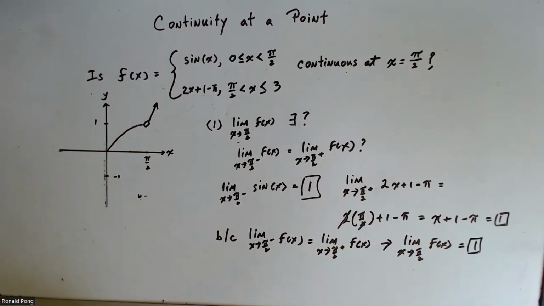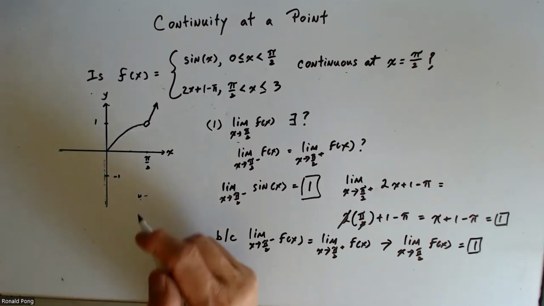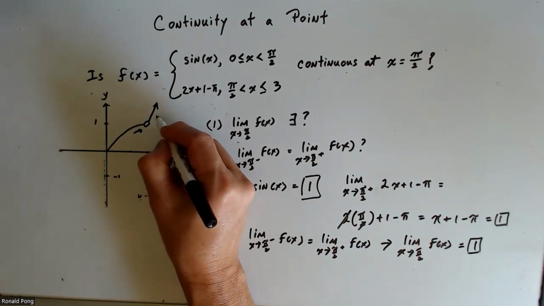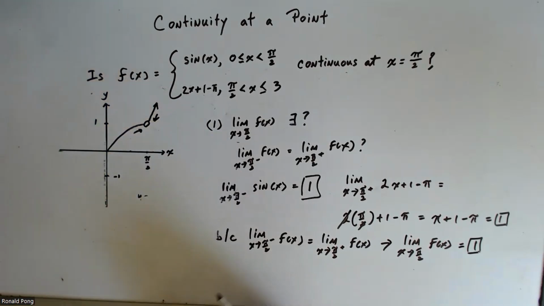We have consequently met the first criterion for continuity. The limit from the left now equals the limit from the right. The second criterion asks, does the point f of pi over 2 exist?